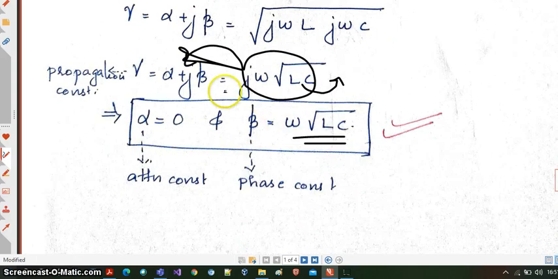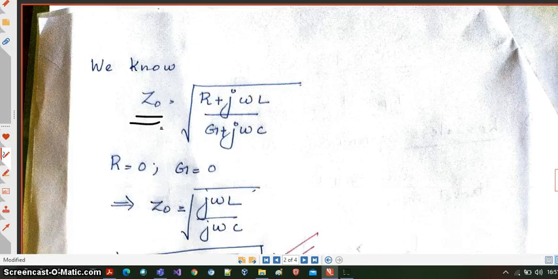Next, I am going to equate this j omega square root of LC with alpha plus j beta. You can see in j omega square root of LC there is no real term. So alpha is equal to 0 and beta is equal to omega square root of LC, where beta is your phase constant and alpha is your attenuation constant.